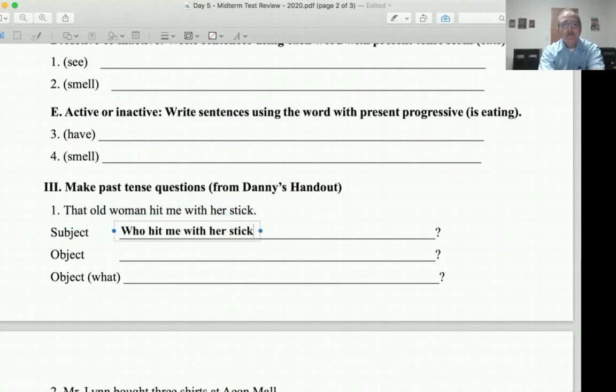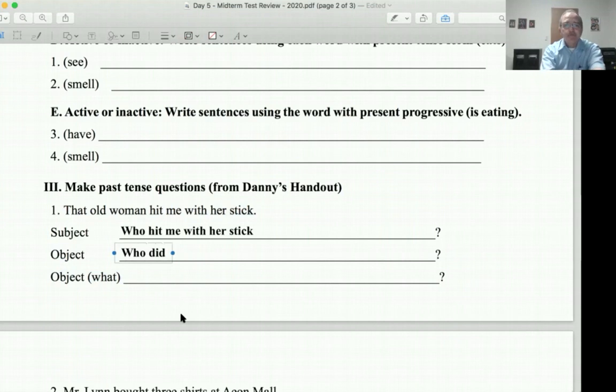Good. Now we've got the object. The first object, there's two objects. There's this object, me, and this object, her stick. So let's do me here. Me becomes who. Who did. Now remember, with an object question, we always use did for past tense, do for present tense, always. With a subject question, we don't use did.